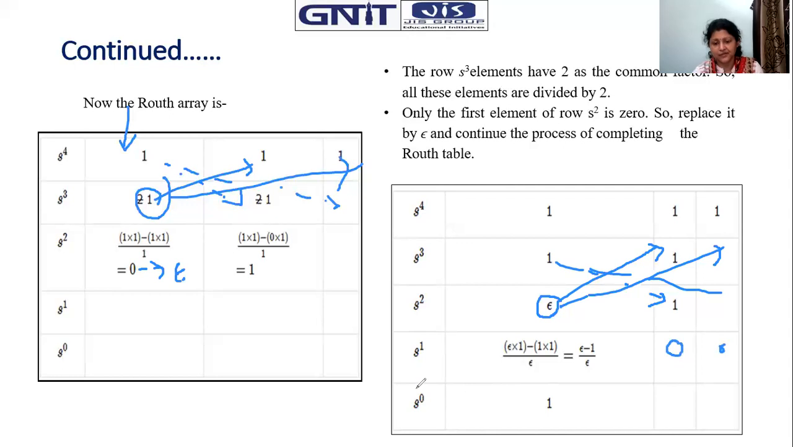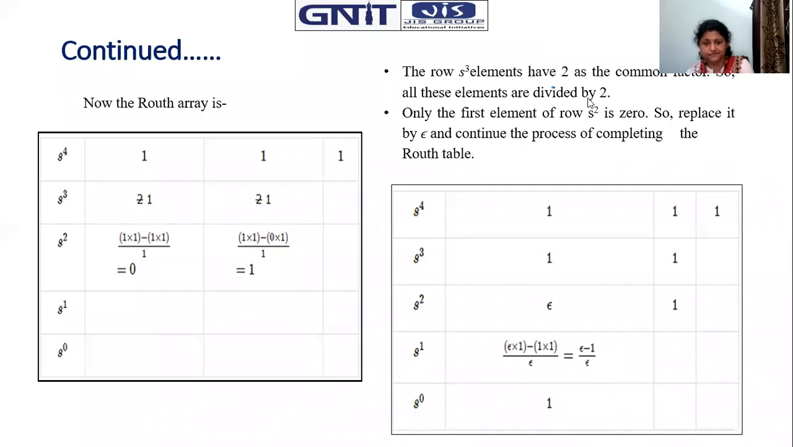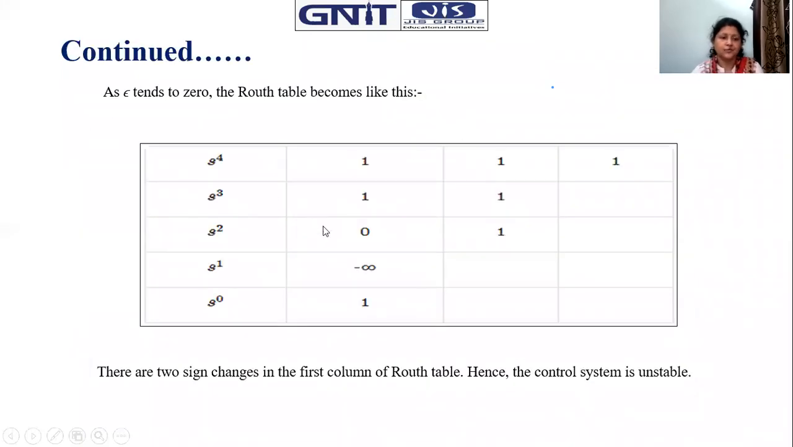Then for the next column, next row, what will we get? This is epsilon minus 1 by epsilon, right? This is our new pivot: into 1 minus epsilon into 0 divided by this. So what will we get? We will get plus 1, right? Now, what is the resolution? Epsilon you have to take to 0. So what will you get? What will be the value? Let's see, that is clarified in the next table. So what we observe is that it will be minus infinite.